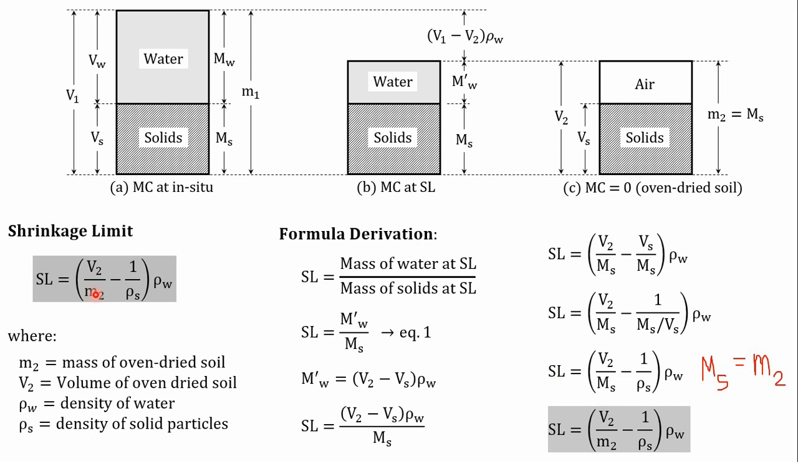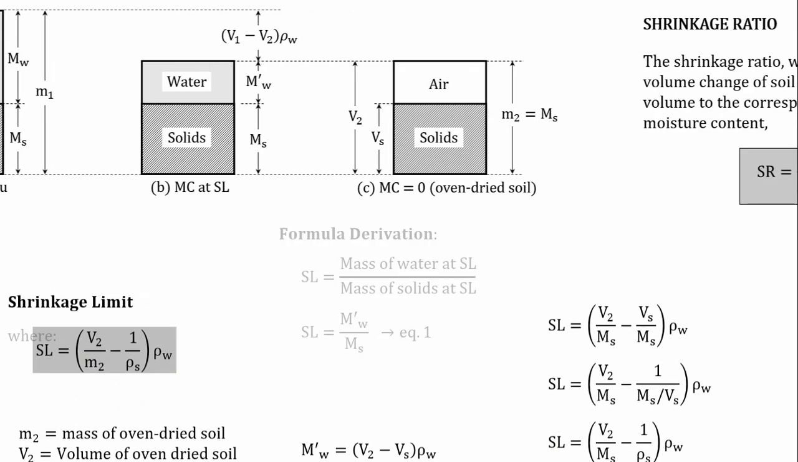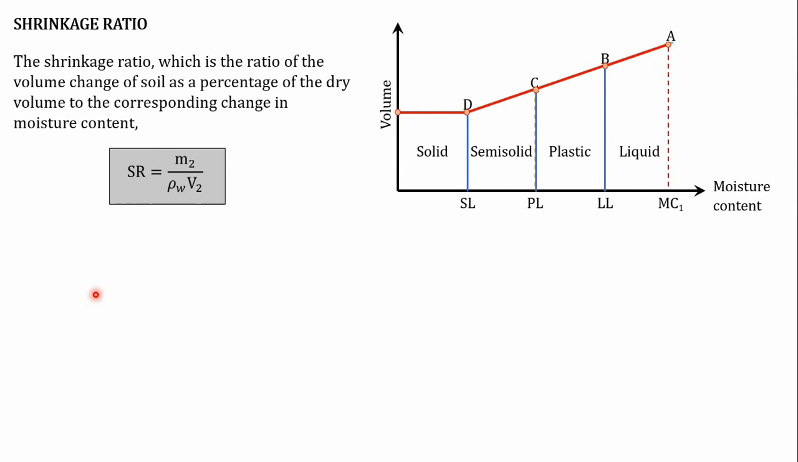Okay? How about the third formula that we will derive? Okay, so we have what we call, class, the shrinkage ratio. Okay? The shrinkage ratio is the ratio of the volume change of soil as a percentage of the dry volume to the corresponding change in moisture content. Okay? And shrinkage ratio is denoted as SR.